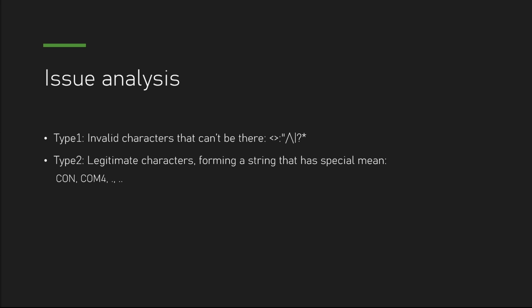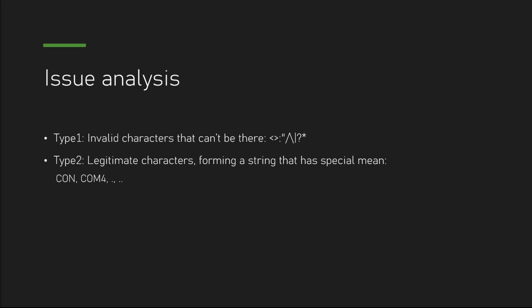Before we jump right into coding, let's do some analysis. We are actually dealing with two types of issues here. The first type is characters that are actually invalid. For example, a colon cannot show up anywhere in the file name. The other type is valid characters, but they form a reserved name, or they show up in some special position that is not supported. Let's tackle those types of issues one by one.